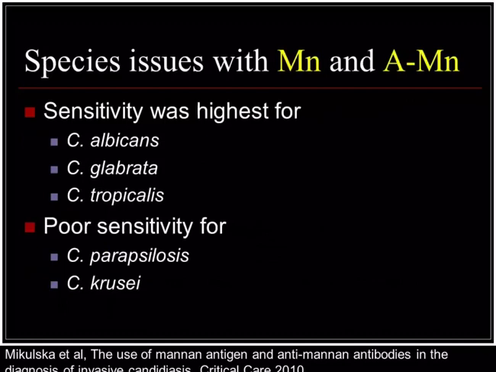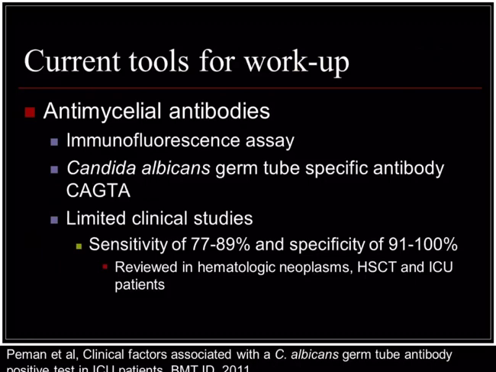Mannan and anti-mannan, so you have to know also, is it all comers, all types of Candida, or does it work for some and not for others? And you can see here, sensitivity is highest for albicans, glabrata, and trop, but poor for parapsilosis and Krusei. So unfortunately, and this is probably one of the reasons why we don't keep it at our local hospital, it simply isn't good enough for the bugs that we have. Antimycelial antibodies, so this is an immunofluorescence assay. There are different germ tube antibodies. Again, the sensitivity is not really where we want it. It's only 77 to 89% with a specificity of 91 to 100%. It's been reviewed in different patient populations, but again, it just doesn't make that benchmark that makes it worthwhile for us to make that investment.